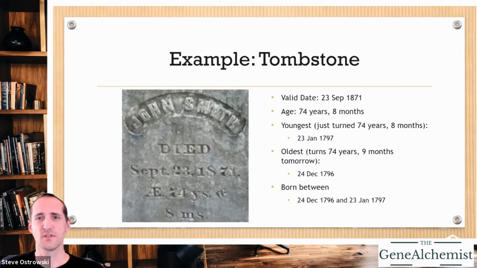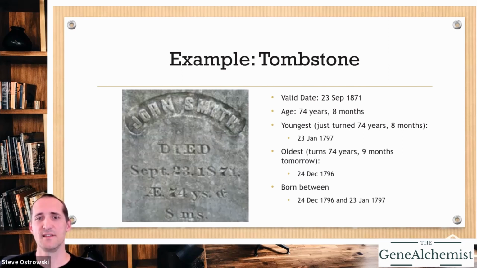Let's apply those examples. So the youngest he could be is that he just turned 74 years and 8 months on the 23rd of September, 1871. We would keep the day, so it's 23rd, but we'd back up 8 months. September is numeric month 9, I'd back up 8 to get me to the first month, or January. So 23rd of January. And then I would back up 74 years from that, which takes me to 1797. So the youngest that this John Smith could be on this tombstone record is born the 23rd of January, 1797.